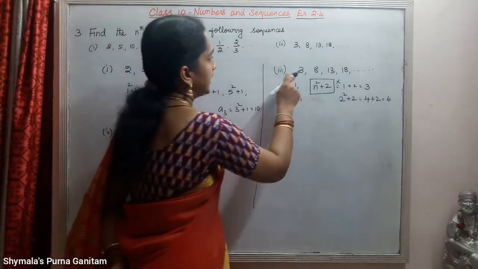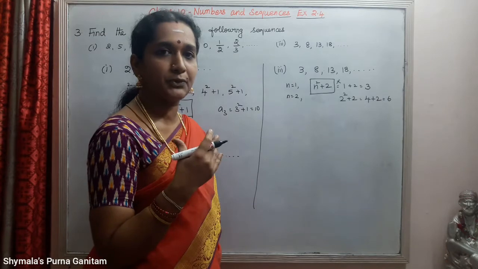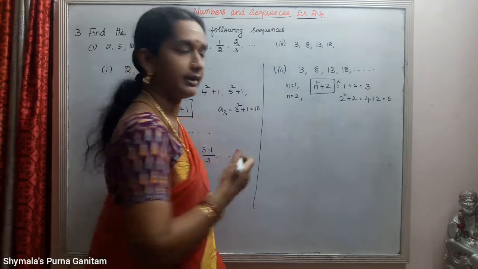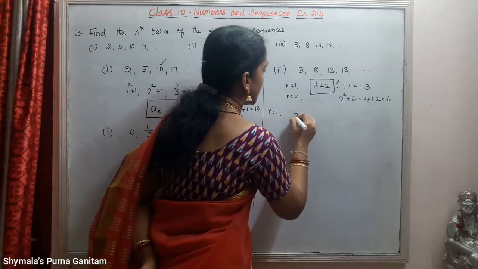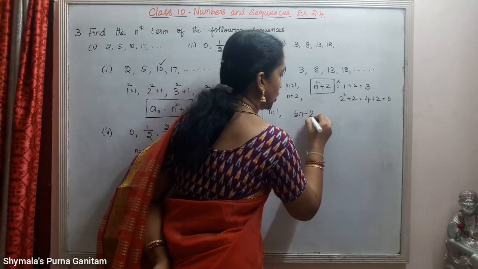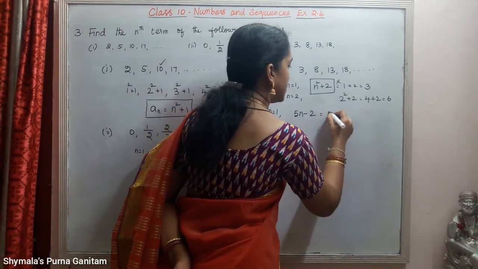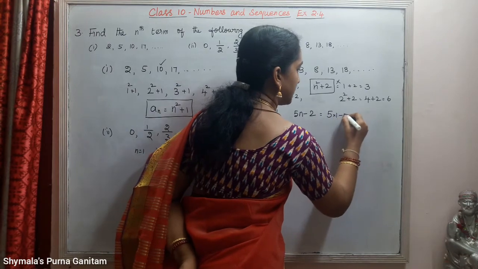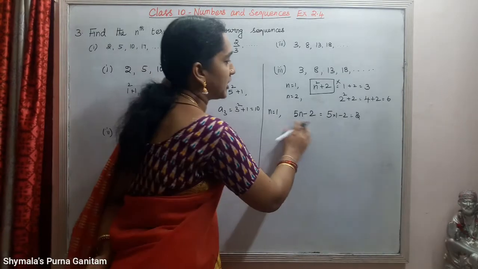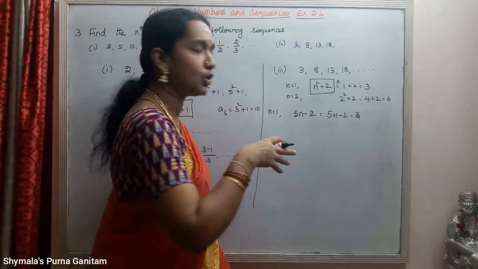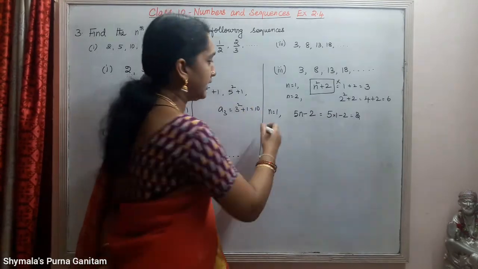Okay. So here we are having 3. What are all the possible things we will get for 3? 5 minus 2 is 3. Right. So we will take like that: if n is equal to 1, 5n minus 2. When we are substituting n is equal to 1, 5 ones are 5 minus 2, we are getting 3. So for the first term, n is equal to 1, we are getting it. But we need to check the remaining terms also.